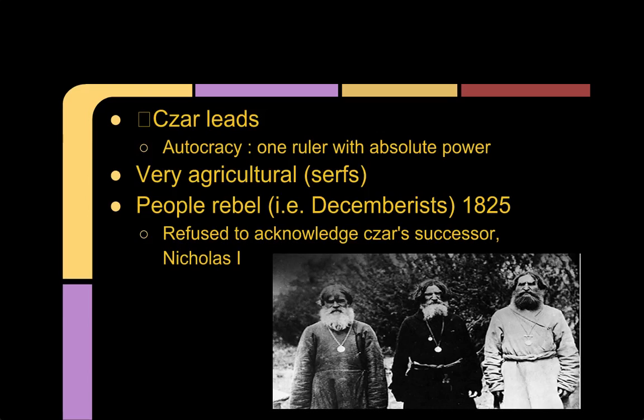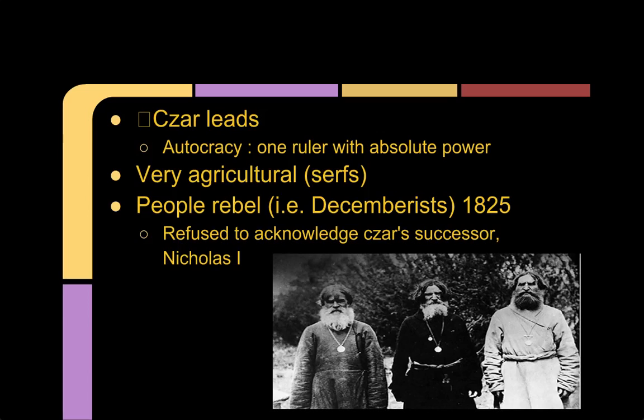So when you hear the word czar, you just want to pretty much think king, because that's what a czar is. They're going to have an autocracy, which is where one ruler has absolute power. I told you czar, monarch, okay? They're very agricultural. They will still have the concept of serfdom in Russia.